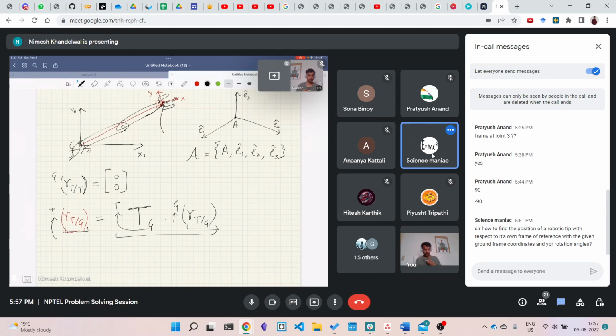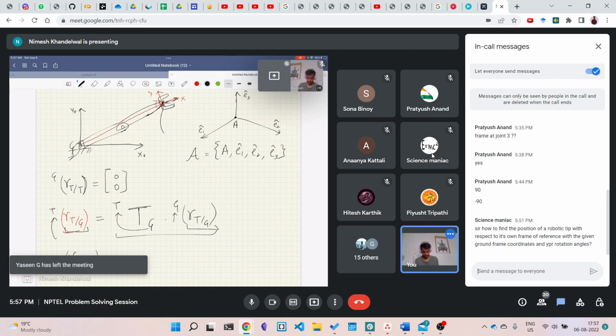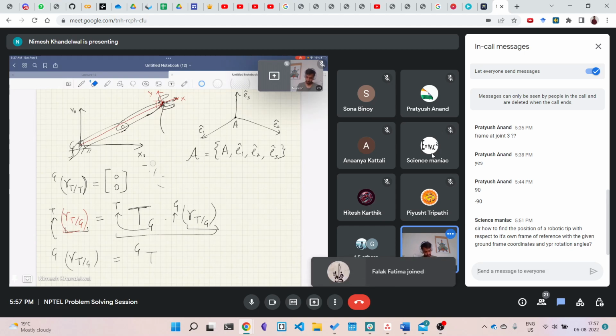So what you need to do if you want to find RTG in frame G, you need, in frame G, you need, and you can say that you have the RTG in frame T, right?